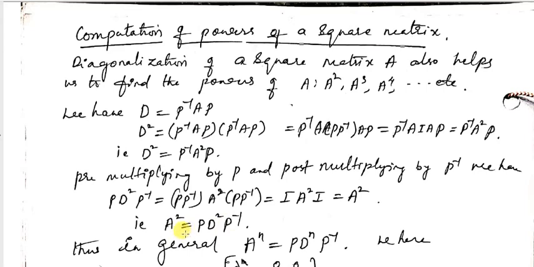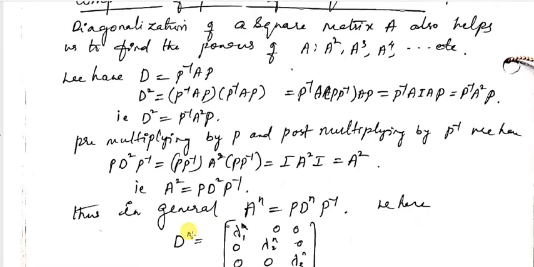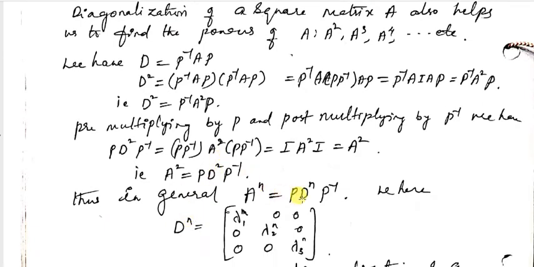So this is the relation from which we can compute the powers of a square matrix when A is reduced to the diagonal matrix. In general, it is given by A power n is equal to P D power n P inverse, where D power n is obtained by taking all the diagonal elements to the power n. This is according to the property of eigenvalues. So D power n is equal to lambda 1 to the power n, 0, 0, 0, lambda 2 to the power n, 0, 0, 0, lambda 3 to the power n. So directly we can write.